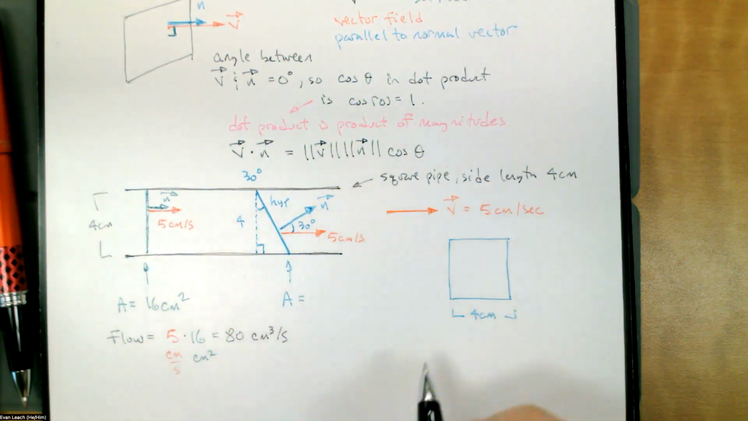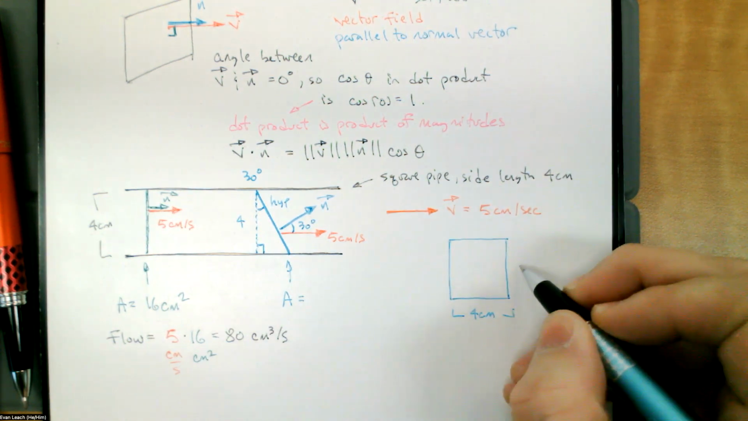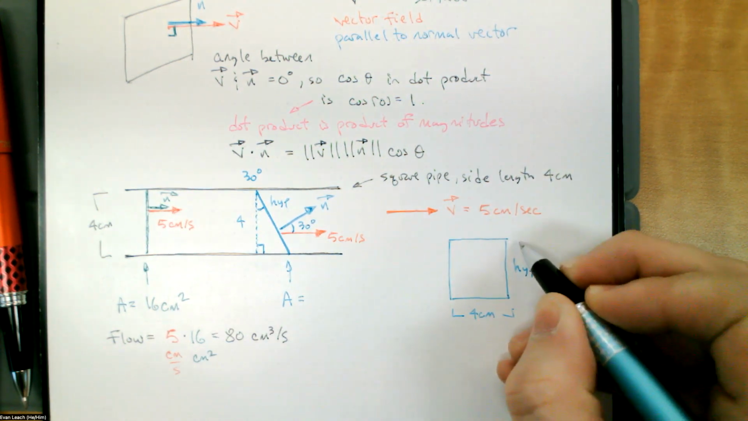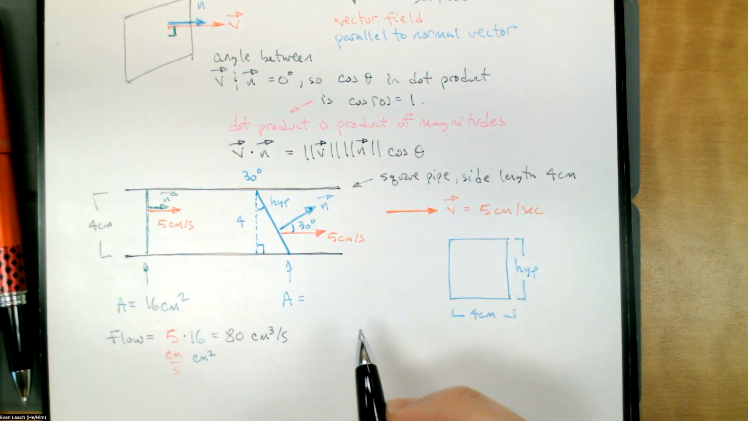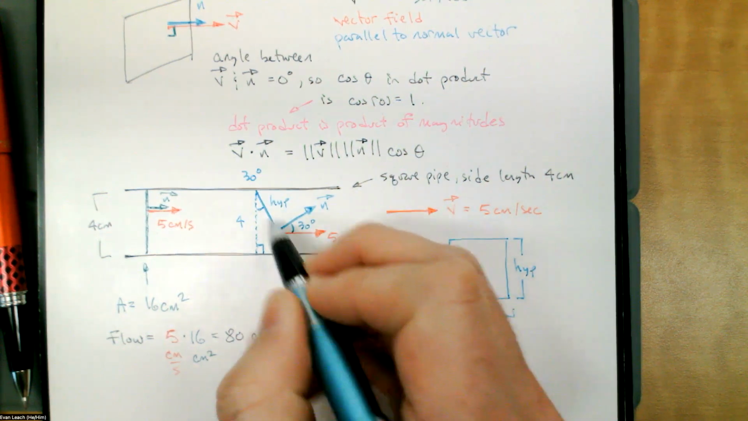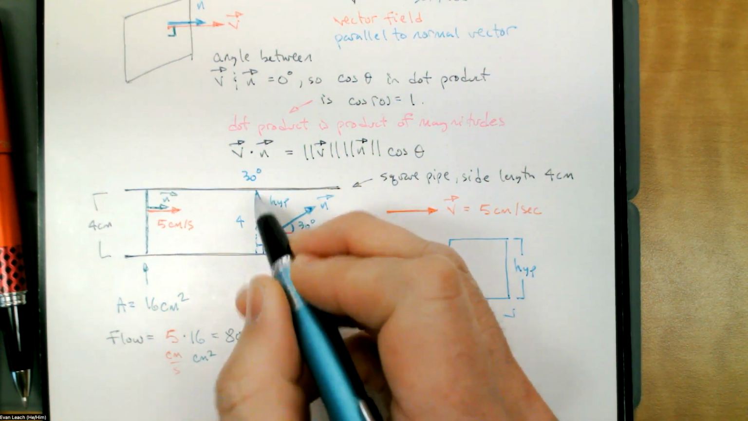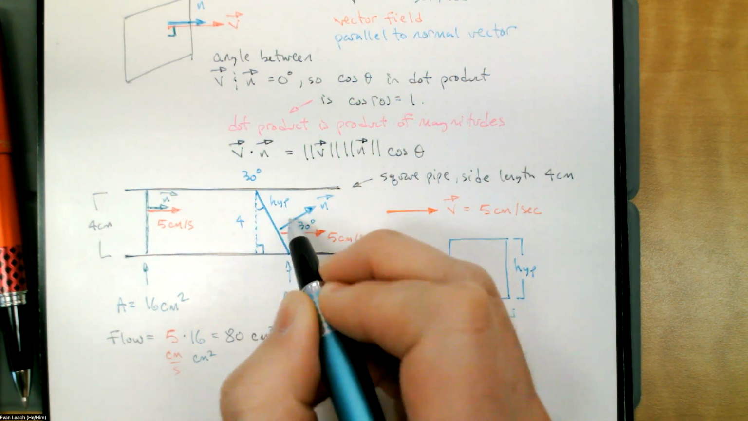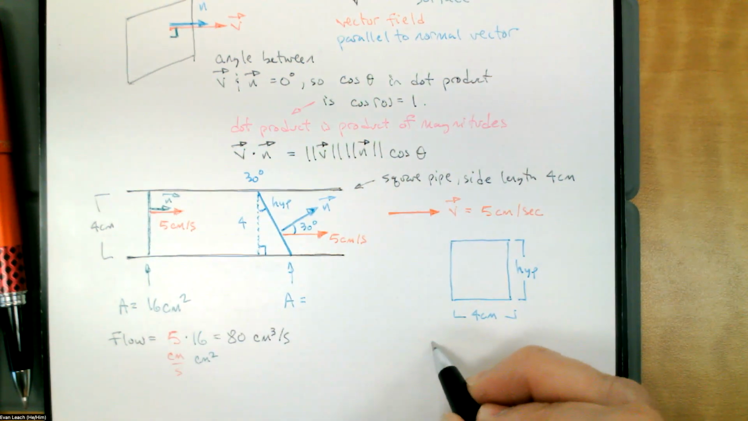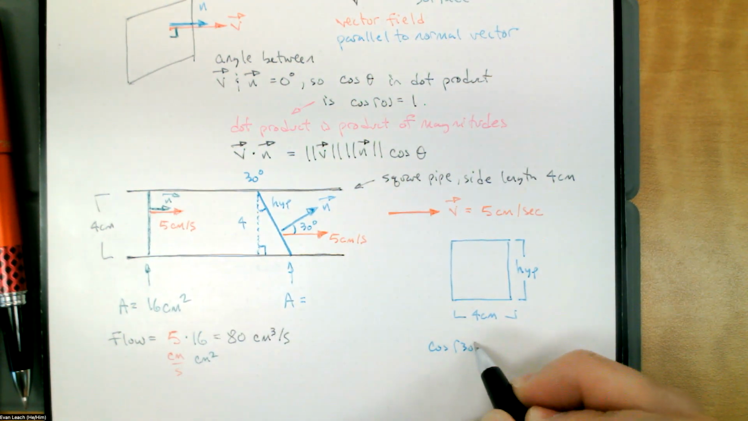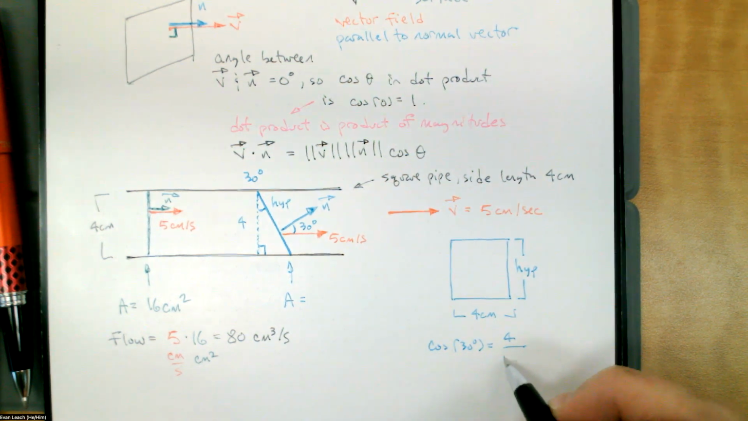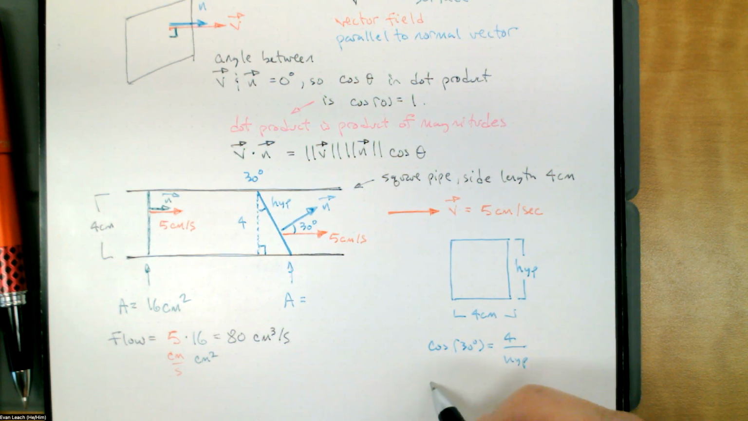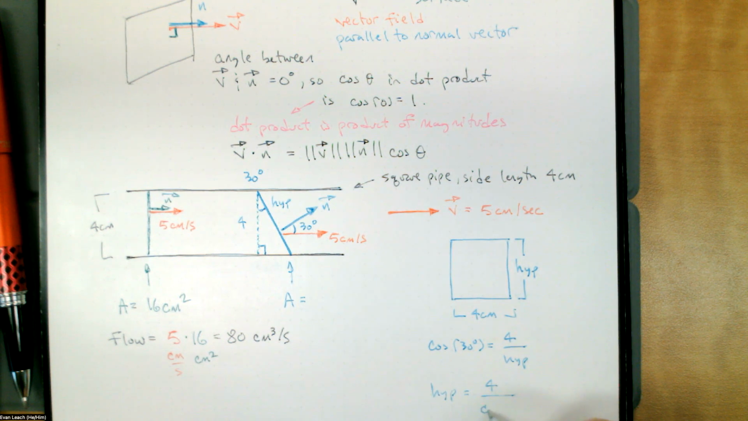Sorry, my bad. So we need to figure out the hypotenuse. I'll edit that out. No, I won't. It's important to make mistakes. So we need to figure out the hypotenuse. We've got 4 for an adjacent side. The hypotenuse is unknown. But we have the cosine of 30 degrees is 4 adjacent over the hypotenuse. So the hypotenuse is 4 divided by the cosine of 30.